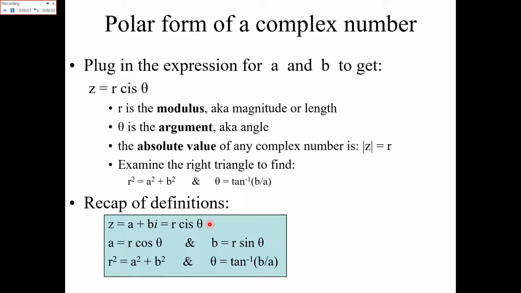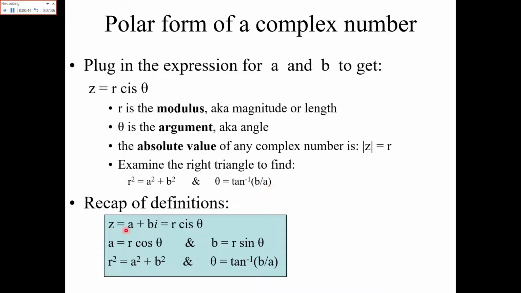Now, the polar form of a complex number. The expression r cos theta plus i r sin theta can also be written in the polar form as r cis theta, where r is the modulus, the length or magnitude, and theta is the argument, the angle. The absolute value r is determined where r square is equal to a square plus b square. So r is equal to the square root of a square plus b square, where a and b are the real and the imaginary parts, and theta, as I told you, is equal to tan inverse b over a.